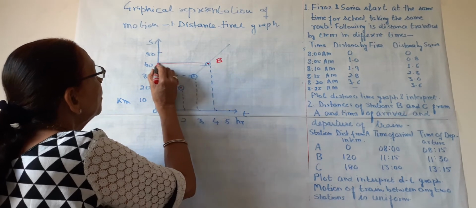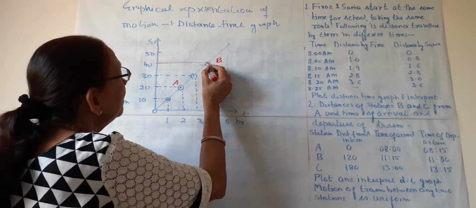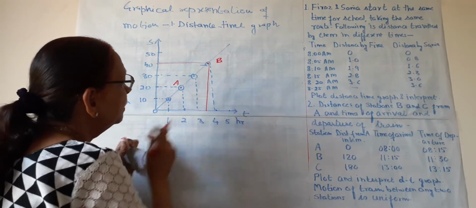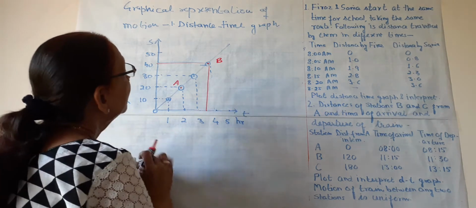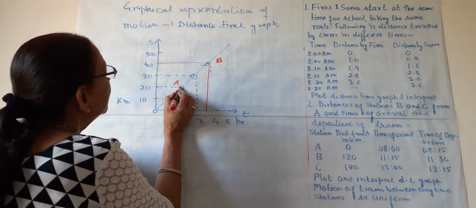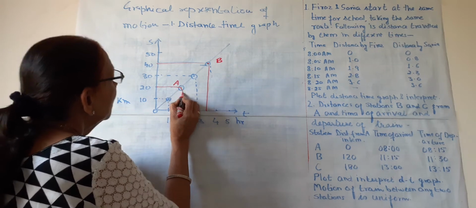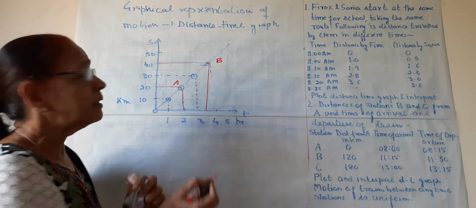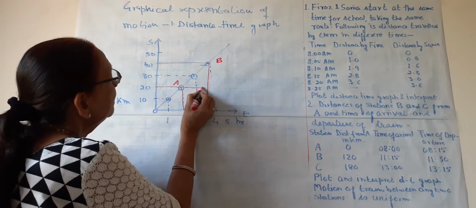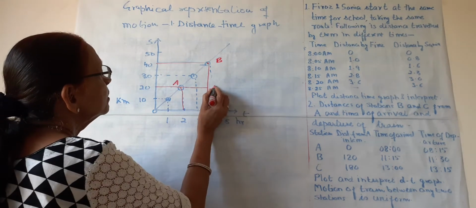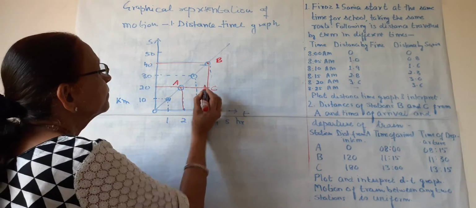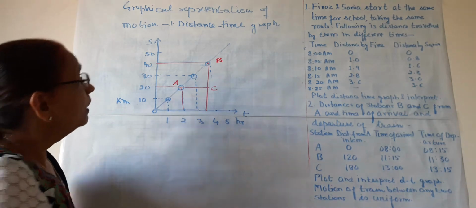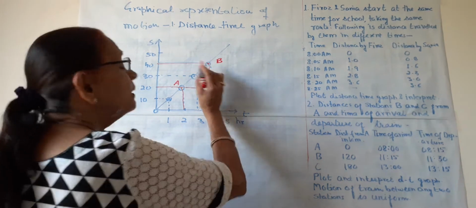We draw a perpendicular from B here and a perpendicular on this timeline here. Likewise from A, these two perpendiculars are drawn and these are joined. Suppose this point is C. Okay. Now this line is showing the speed.